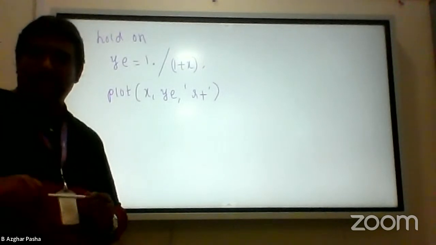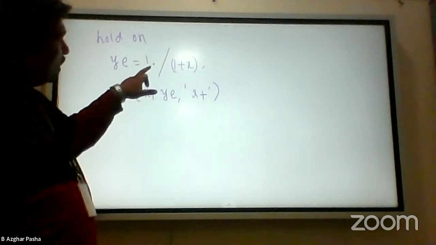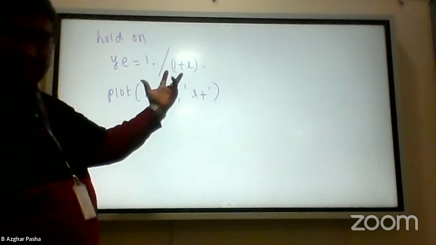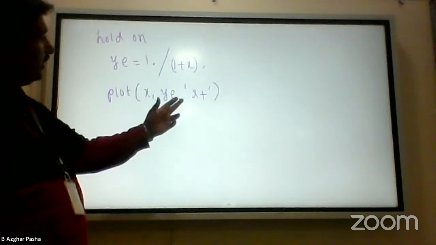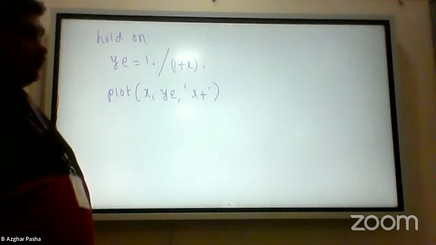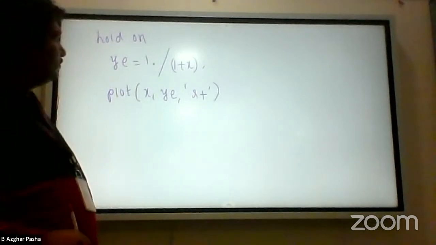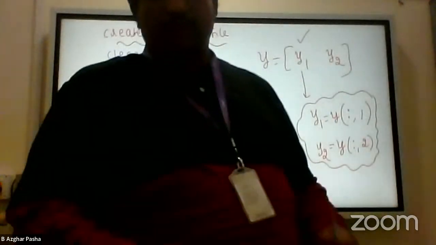So element by element operation you have to use. It is not a normal division, it is dot. 1 dot division, 1 plus x you have to use. Plot x comma y exact in red color with plus symbol. So I am plotting it. Quickly we can see this. Just check whether I can share the screen.